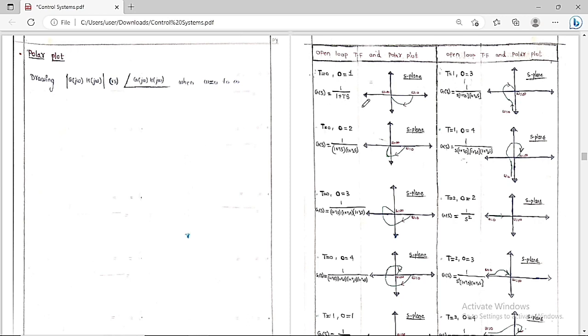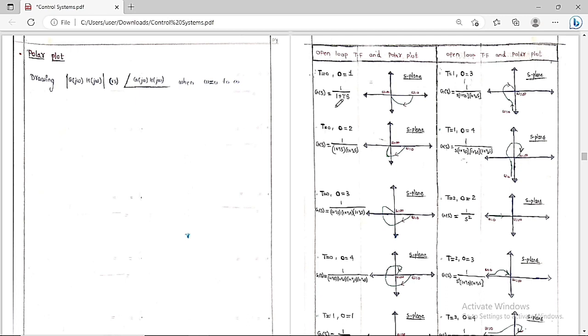So now we will discuss some important things here. The other concept is the open loop transfer function as well as the polar plot. So we are going to discuss the different types of open loop transfer functions, and the polar plot we are going to draw in a systematic manner. So listen carefully. Open loop transfer function is G(s)H(s). We are going to discuss the open loop transfer function and the corresponding polar plot also.